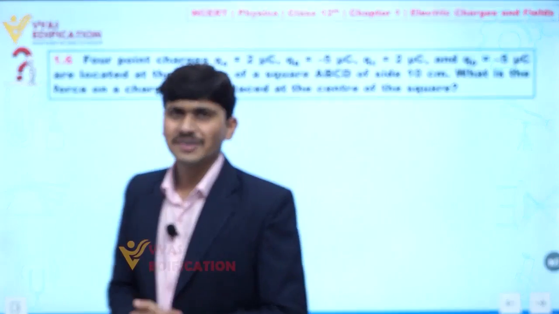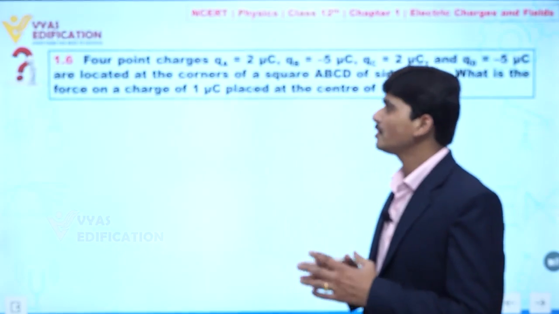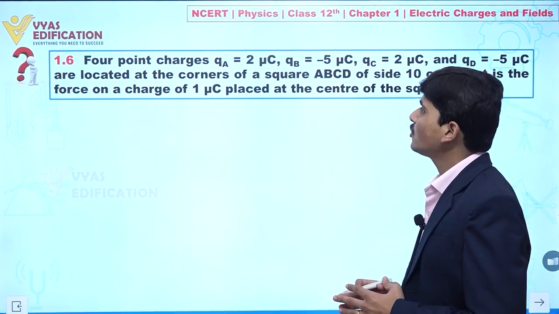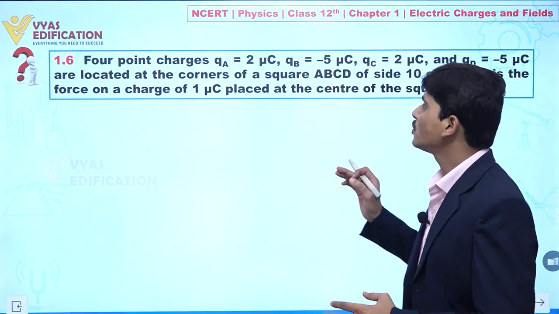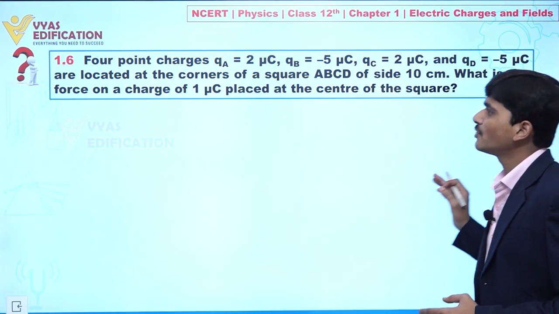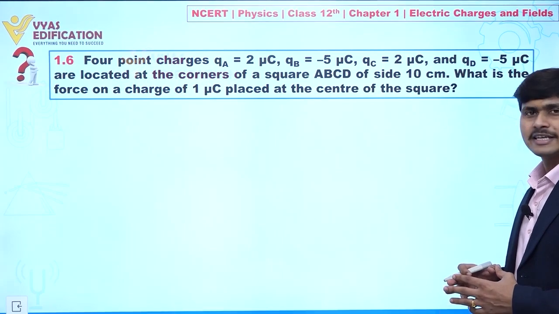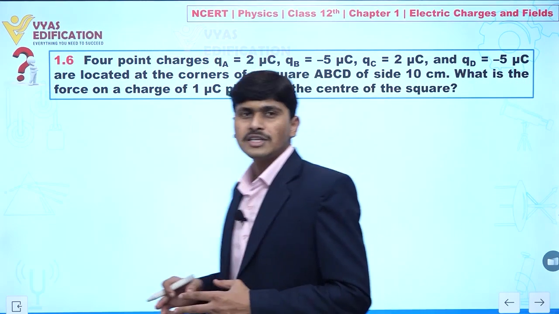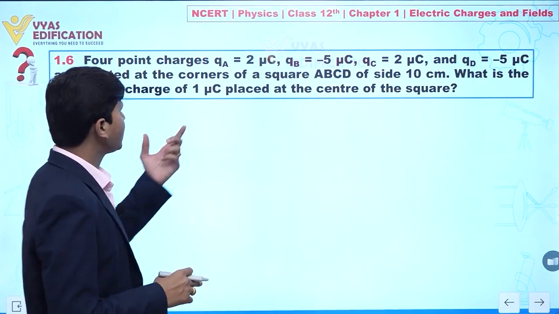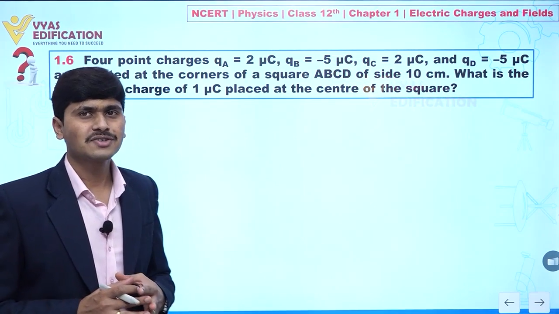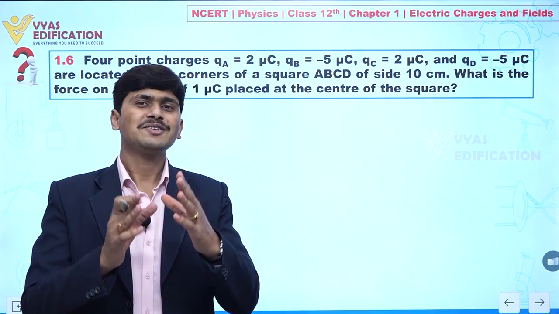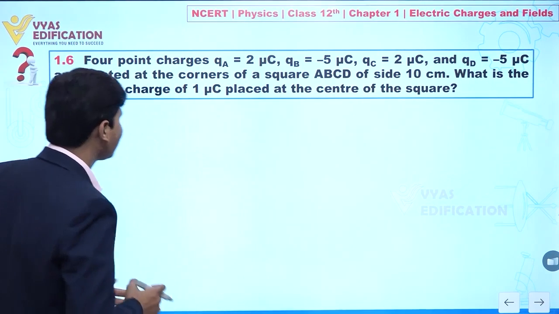Now dear student, we are going to discuss this question. This is 1.6. In this question it is given that 4 point charges QA, QB, QC and QD are located at the corners of a square ABCD of side 10 cm. Okay, fine. What is the force exerted on a 1 microcoulomb charge placed at the center of the square, clear. So now we are going to solve this question, concentrate on the screen.